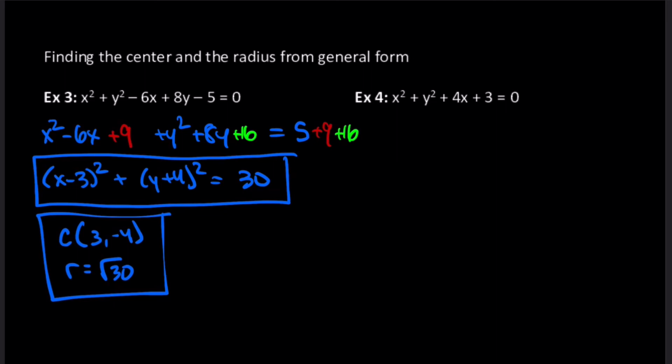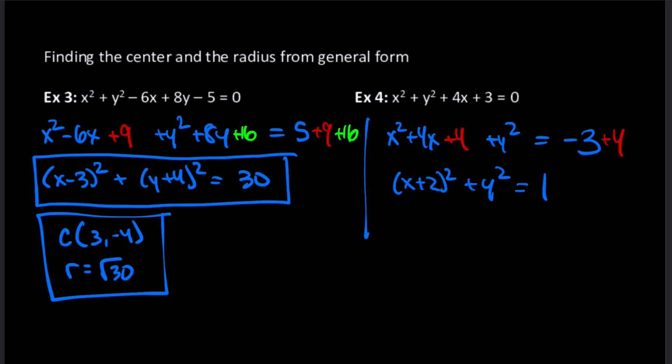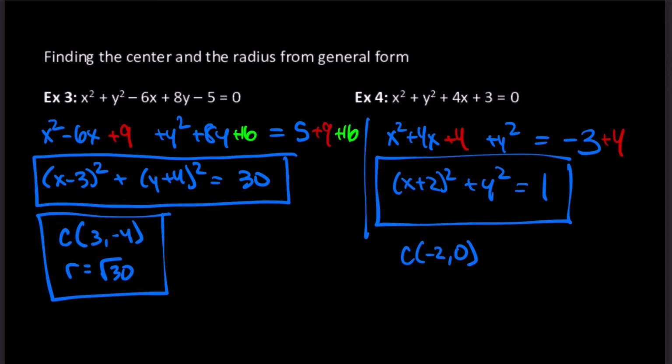Okay, another one. I've got, here, let me separate that. X squared plus 4x, we group our x's, plus y squared. There's no y term. Okay, subtract 3. Now we only need to complete the square on the x's right here. So it's going to be half of 4 is 2, 2 squared is 4, add 4, add 4. Now I can put that into standard form. X plus 2 squared plus y squared equals 1. The center is going to be -2, 0. Because remember, that y squared we could write as y minus 0 squared. So that's where the 0 comes from. And the radius is the square root of 1, which is just 1.